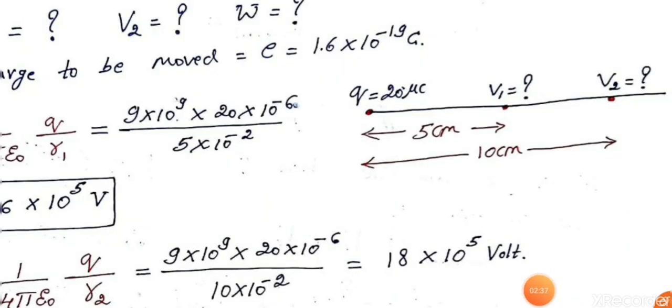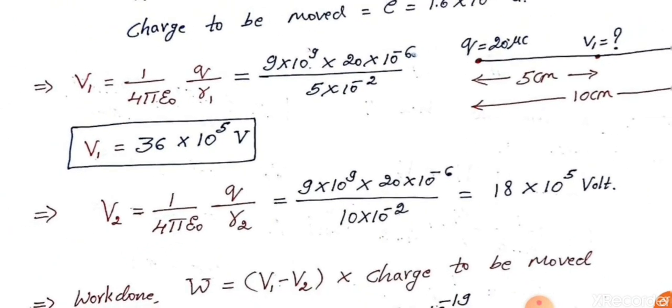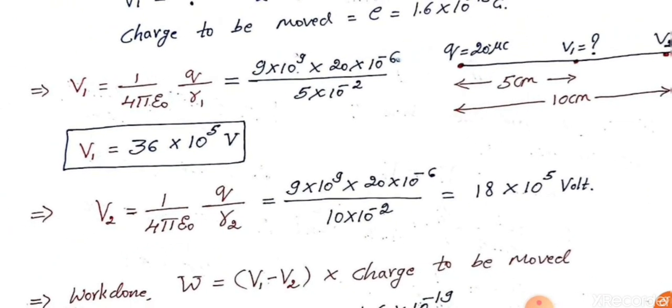Look at the picture. There is a charge 20 microcoulomb. V1 is the first point, located at 5 centimeter, and V2, the second potential, we have to find at the 10 centimeter distance. Now use the formula 1 by 4 pi epsilon naught q by r1 to find V1. Substitute the values. 1 by 4 pi epsilon naught value is 9 into 10 power 9, q value is 20 into 10 power minus 6, and r1 is the distance 5 centimeter, so we can write it as 5 into 10 power minus 2. So you will get the V1 value as 36 into 10 power 5.